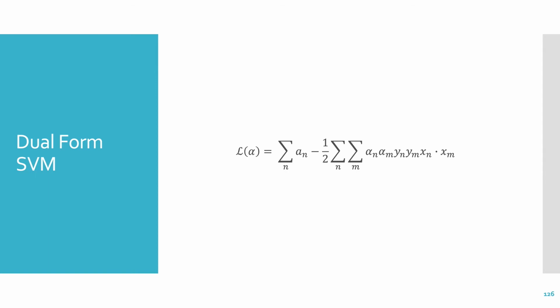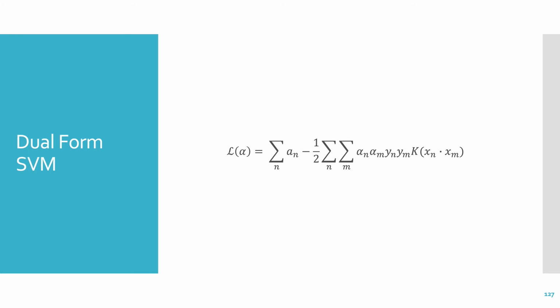Remember that alpha n and beta n are constrained to be greater than or equal to 0. So if we remove beta from the optimization, we have to ensure that alpha n is less than or equal to C. Otherwise, beta n could be less than 0, which is not allowed. So finally, we have this, and we can replace the dot product between xn and xm with k of xn, xm.